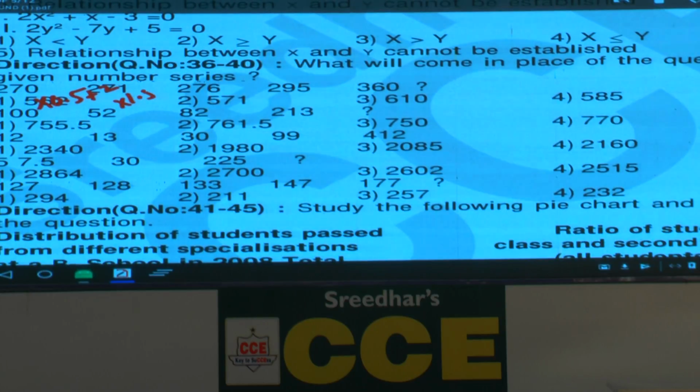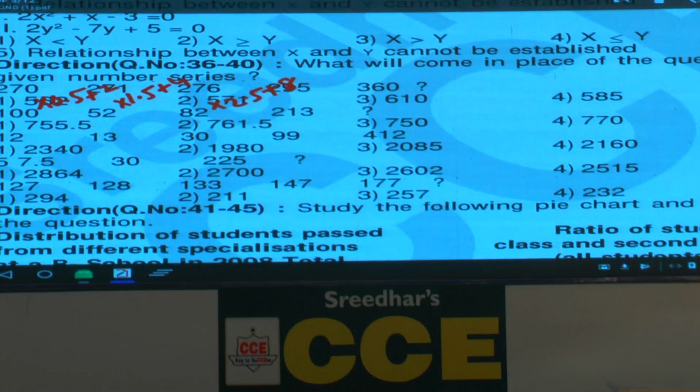52 into 1.5 is how much? 52 plus 26, 78. 78 plus how much? Plus 4: into 0.5 plus 2, into 1.5 plus 4. Next one into 0.5, 1.5, the next one must be 2.5, isn't it? What is 82 into 2.5? That is 410 by 2, that is 205. 205 plus how much? 205 plus 8 is 213.